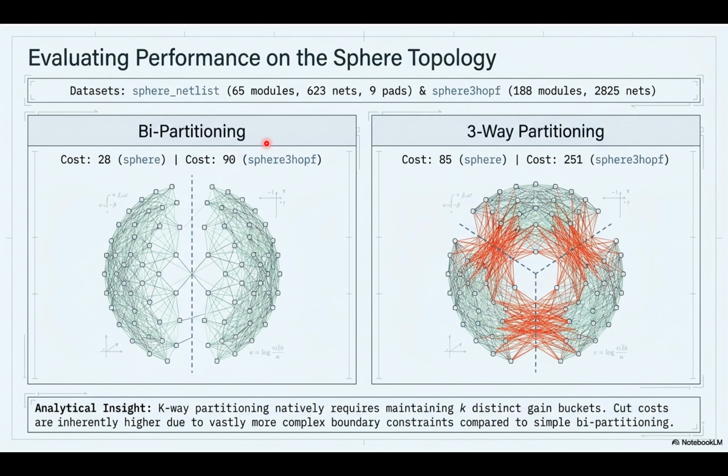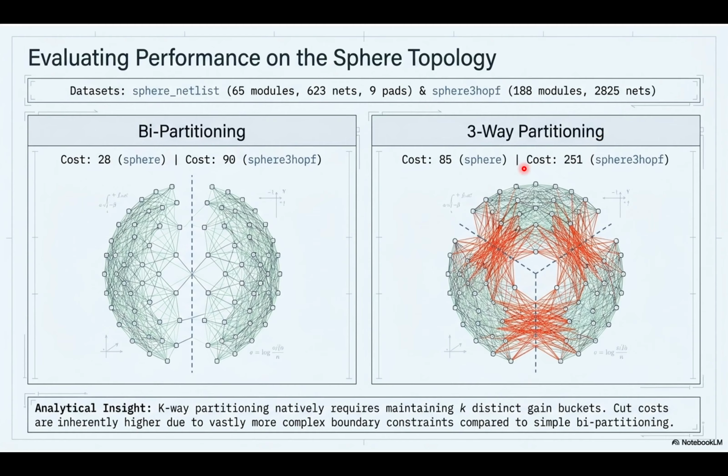But when subjected to a 3-way partition, the cost escalates to 251. Which seems highly counterintuitive at first glance. I mean, if you are fracturing a network into 3 smaller blocks instead of 2 massive blocks, the internal volume of the blocks is smaller, so you would expect fewer internal wires. Right. And potentially a more manageable boundary. You think so? So why does imposing a 3-way split cause the cut cost to nearly triple? Shouldn't smaller pieces mean fewer crossing wires?